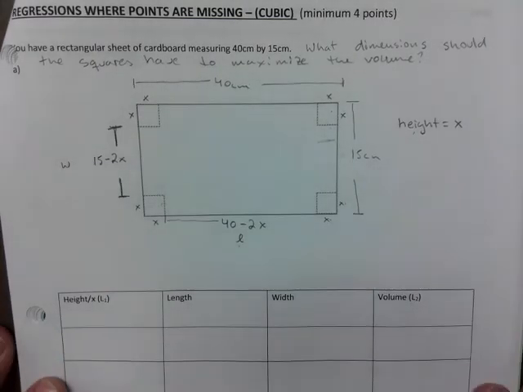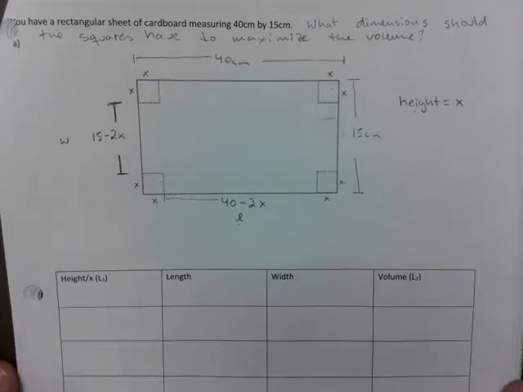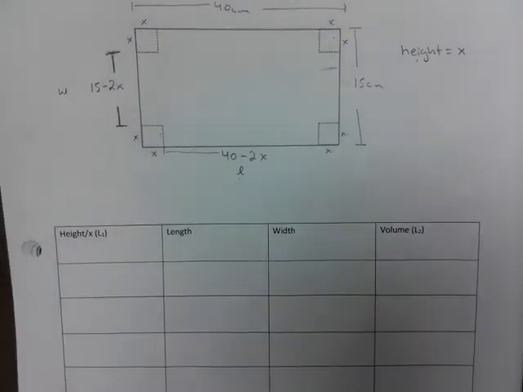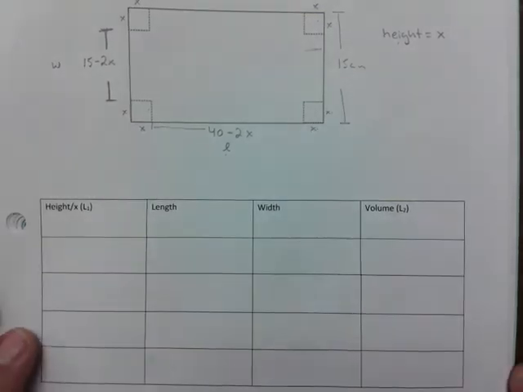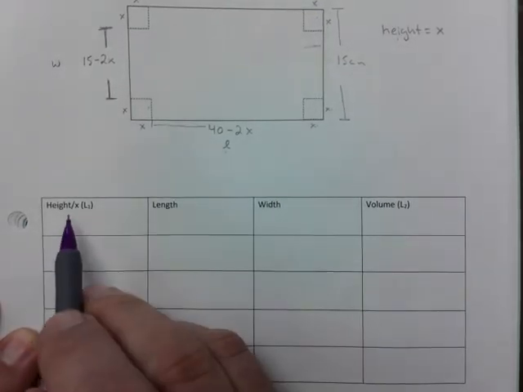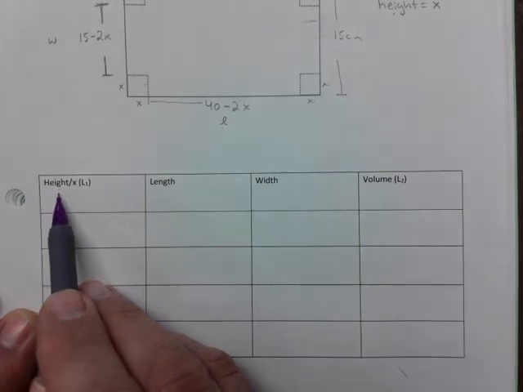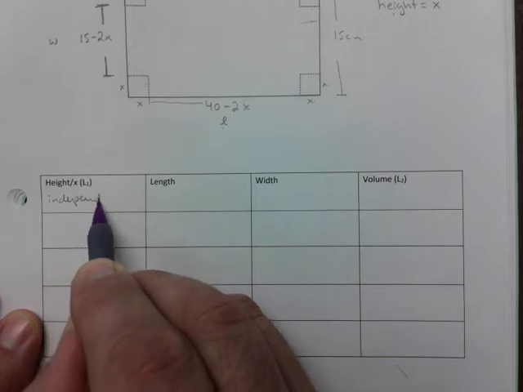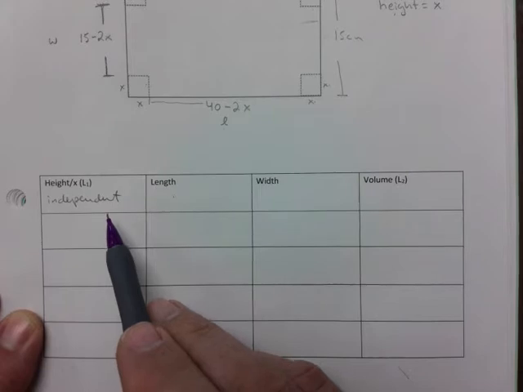Let's determine a cubic regression that would model this scenario and allow us to figure out the dimensions that would actually maximize the volume, because there's a way to do that. What you need to do here is start with our height. Our height is our ultimate independent variable, and so everything else depends on what we make the height to be.